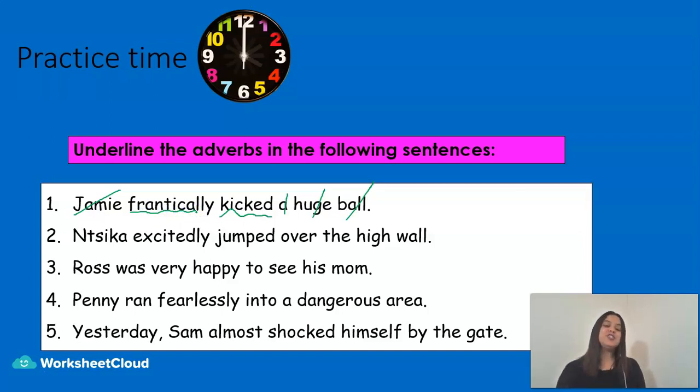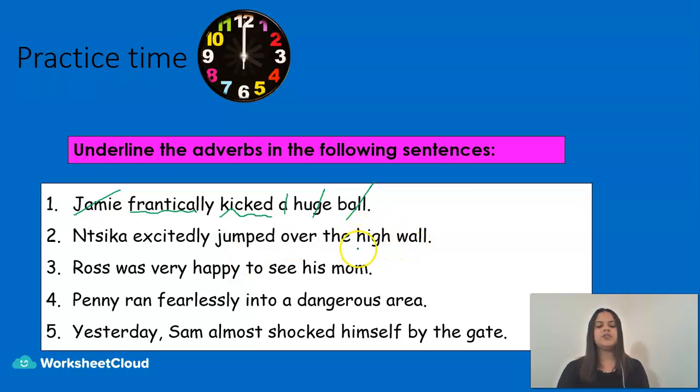Okay, so I just showed you how you can do it when you're sitting in your classroom or at home practicing. This is how you can, by the rule of elimination, try to figure out what the adverb could be. So the next one is: Insika excitedly jumped over the high wall.